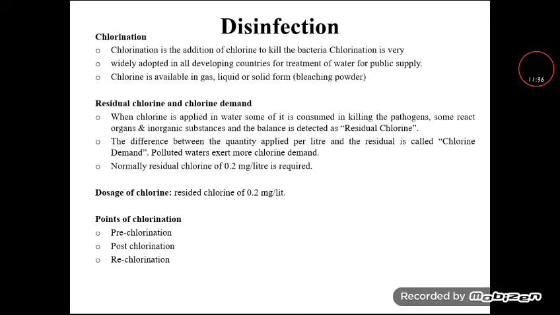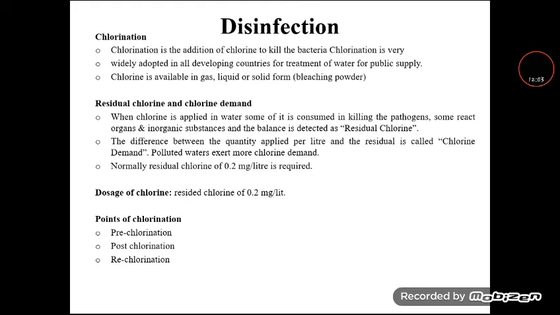Okay, next one is residual chlorine and chlorine demand. Chlorine demand is how much chlorine is required to kill the pathogenic bacteria present in the water. It may be determined, but it is not possible to add that exact quantity. So sometimes we add extra.